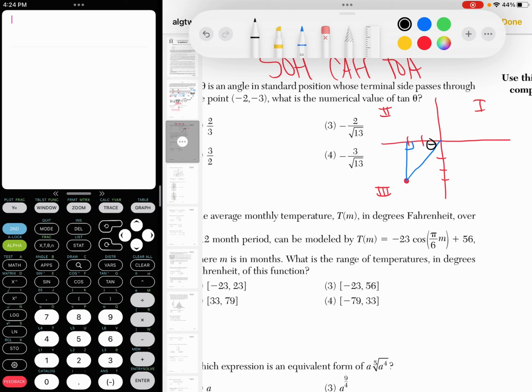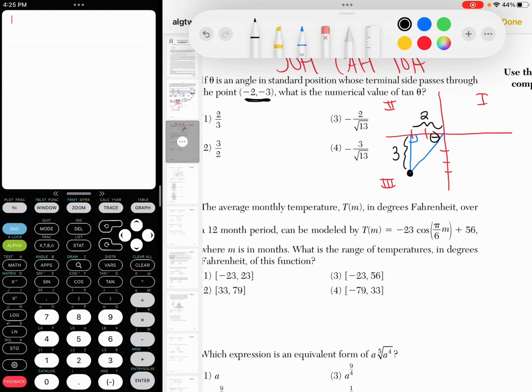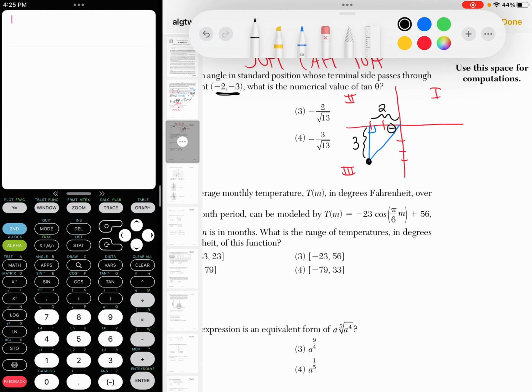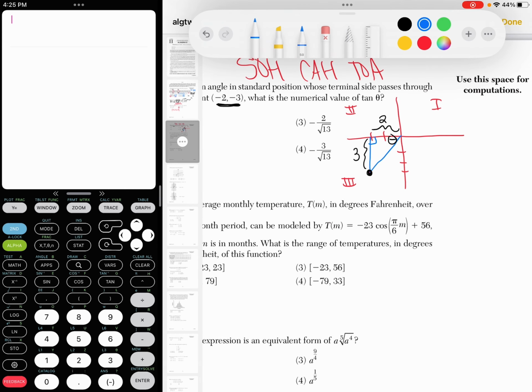And even though no sides are labeled, they gave me this point. Remember, to get to this point, I had to go left 2, so this is going to be a value of 2. And I had to go down 3, so this is going to be 3. Now, I know left and down are negative values, but we'll talk about the positive and negative after we do the SOHCAHTOA. Okay, so I just labeled left 2, down 3. I have those sides labeled.